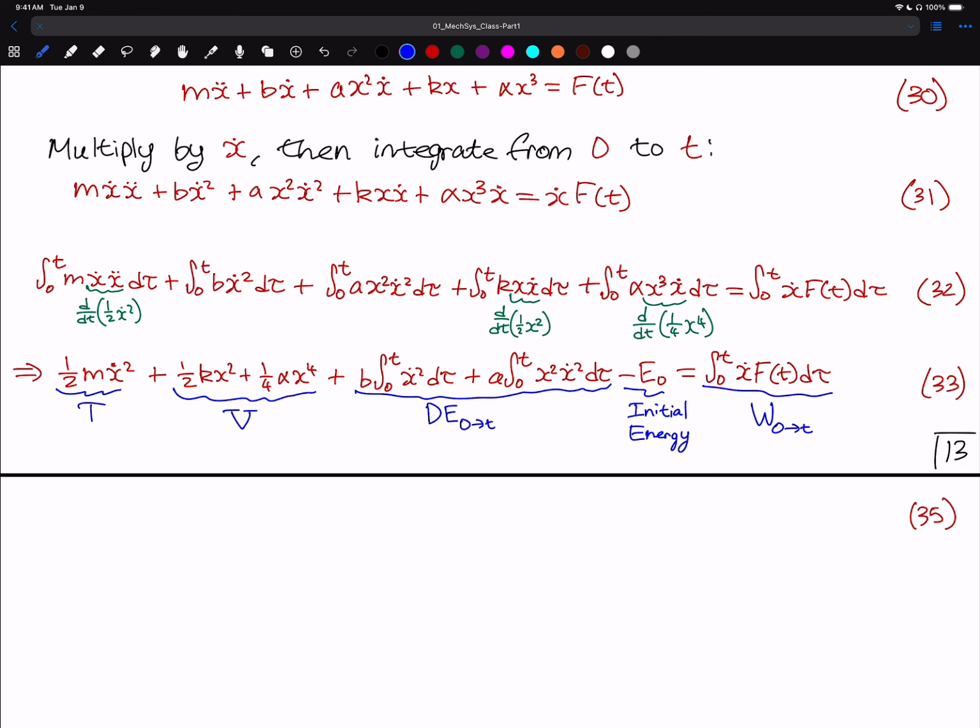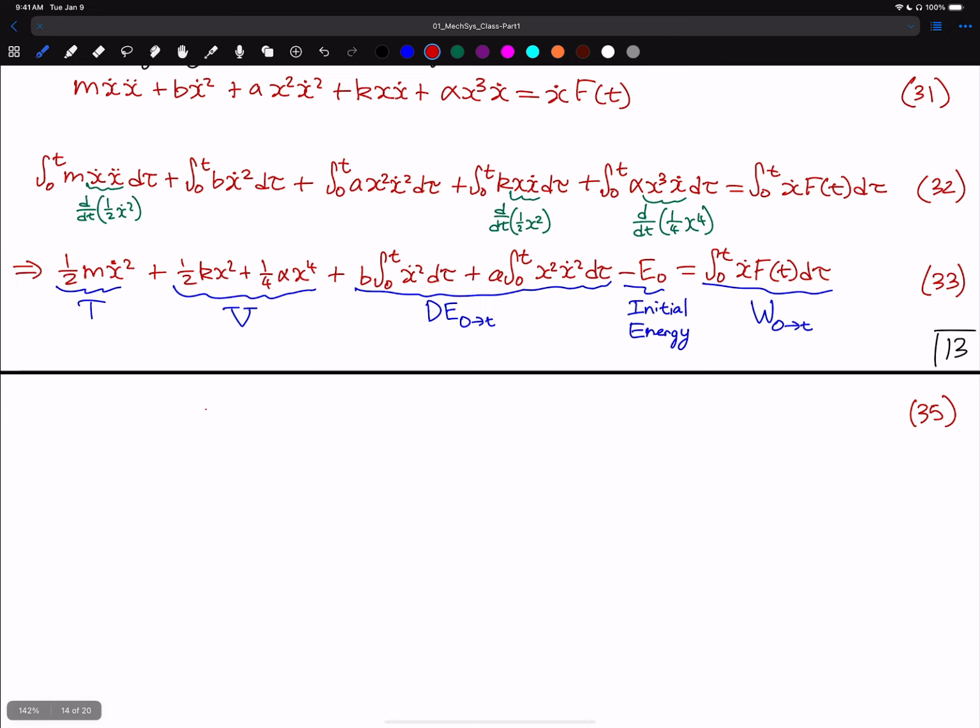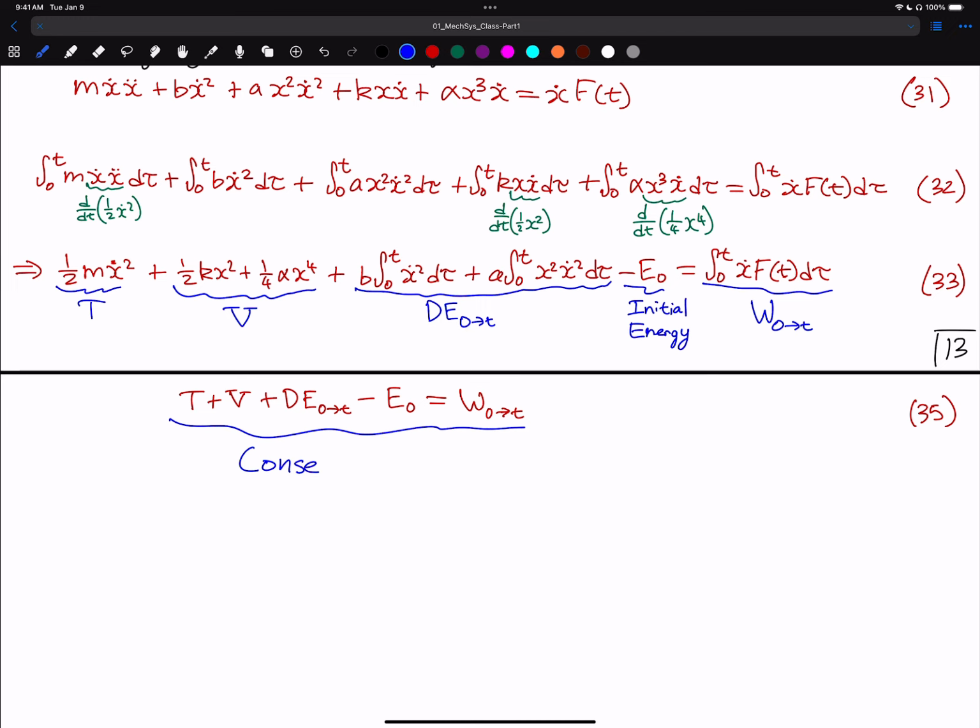So then we can write out that T plus V plus the dissipated energy minus the initial energy is equal to the work done. And I guess we need to add back here these arrows. I missed those. Oops. We need to write from 0 to t minus the initial energy. The initial mechanical energy is equal to the work done from 0 to time t. And that is known as this whole equation here. This is the conservation of energy.